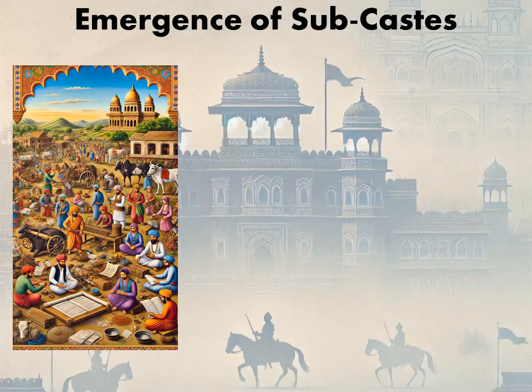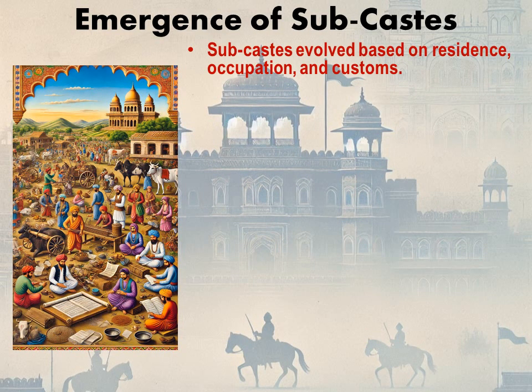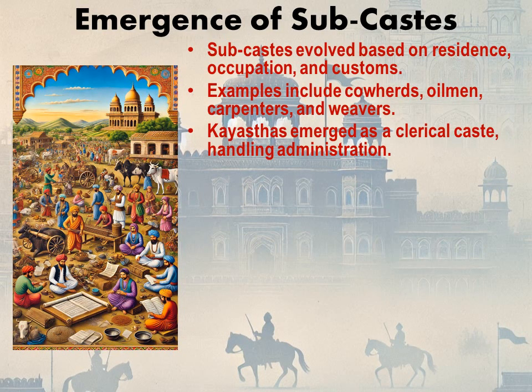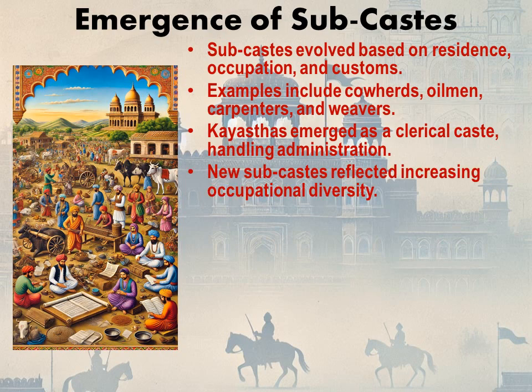Emergence of subcastes. Subcastes evolved based on residence, occupation, and customs. Examples include cowherds, oilmen, carpenters, and weavers. Kayasthas emerged as a clerical caste, handling administration. New subcastes reflected increasing occupational diversity.